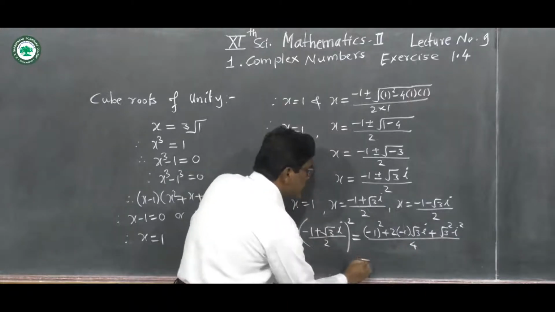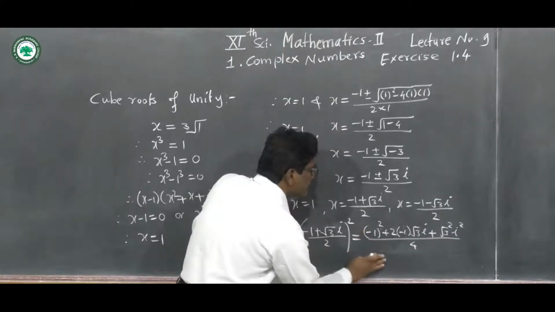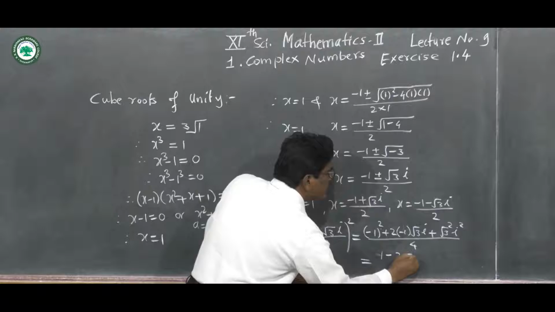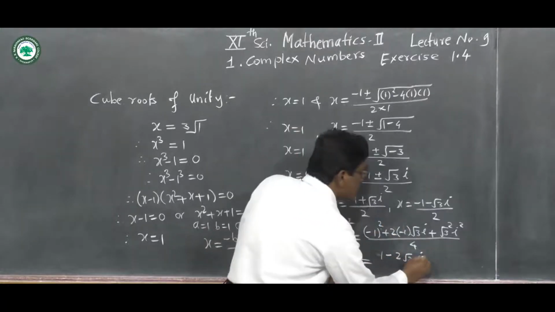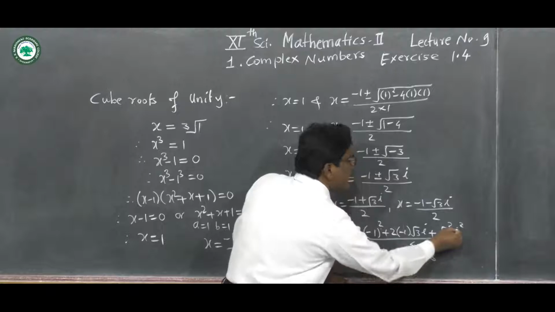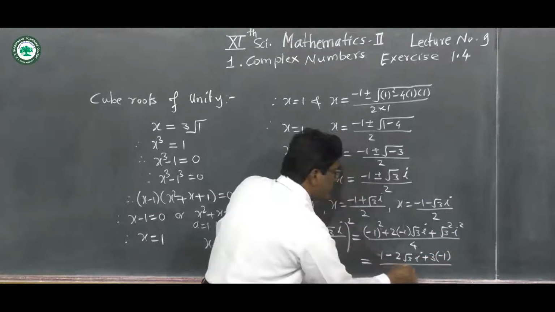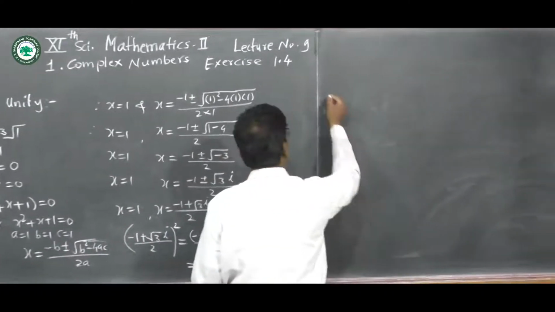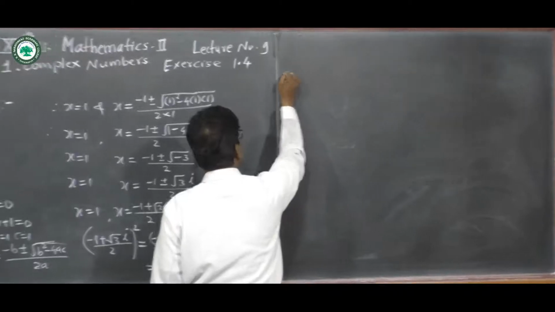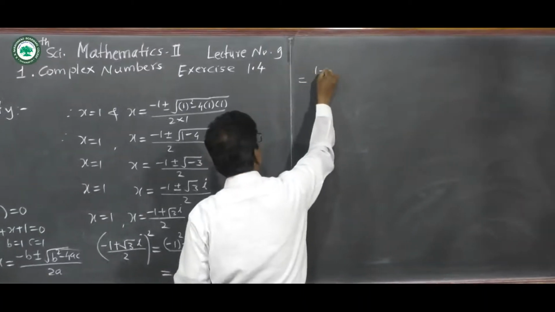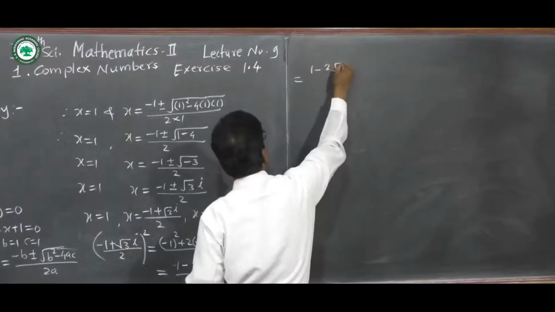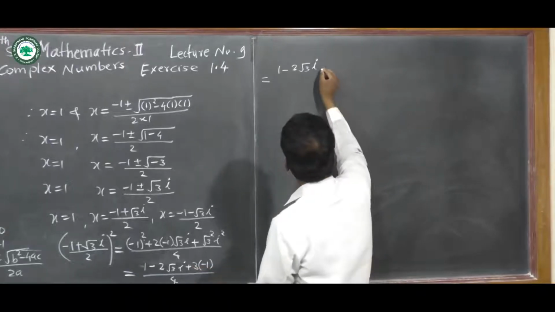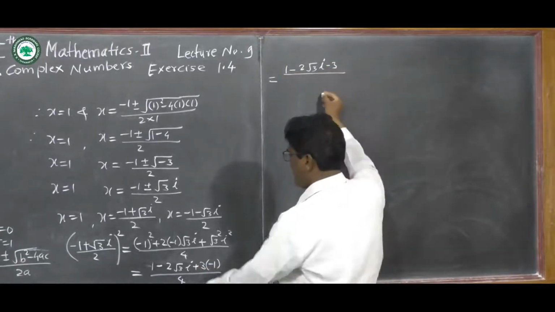Okay, so here i squared is equal to minus 1, so plus 1. Here plus and minus, it becomes minus 2 into root 3 i, plus root 3 squared, it is 3, and i squared is minus 1, divided by 4. Now here we get 1 minus 2 root 3 i, and plus into minus, that is minus 3. So minus 3 divided by 4.